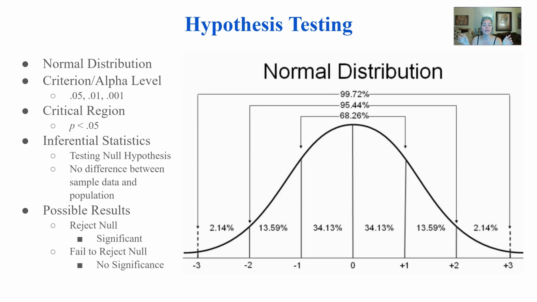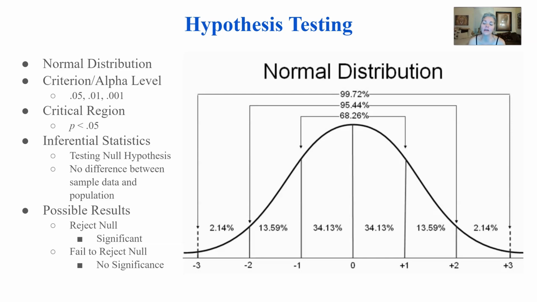So what we want to know is, are there significant differences? Are our results less than 5% likely to occur? If they're less than 5%, then they're critical, they're significant. If they're greater than 5%, then it's likely just due to chance, and they're just like everybody else in the normal population. So in inferential statistics, we actually test the null.